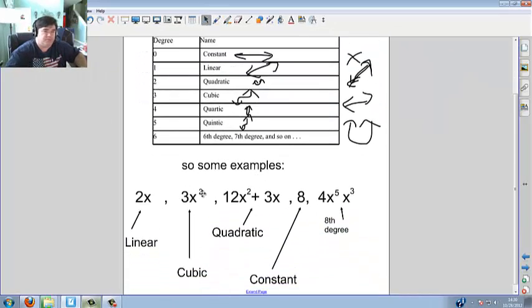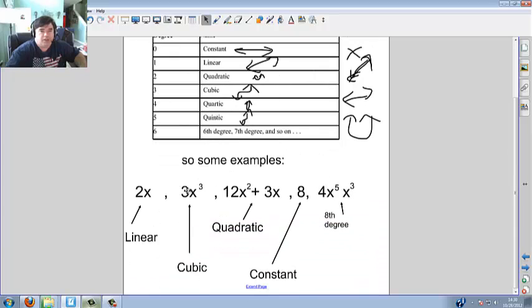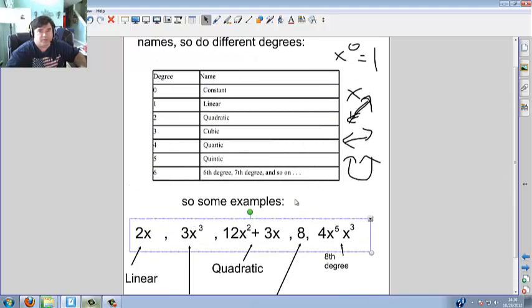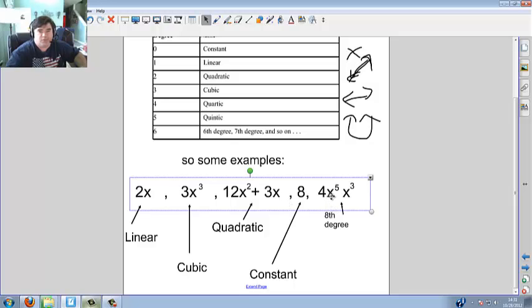So some examples. If I have 2x, because x, just x by itself, is a linear degree. 3x cubed is a cubic degree. So all you have to do is check the number and just check what you have here. That's all. x squared plus 3x, well, x squared is the big degree to worry about, and that's quadratic. 8 by itself has no variable, so it's going to be a constant. 4x to the 5th, x to the 3rd, because they're touching, they are the 8th degree.